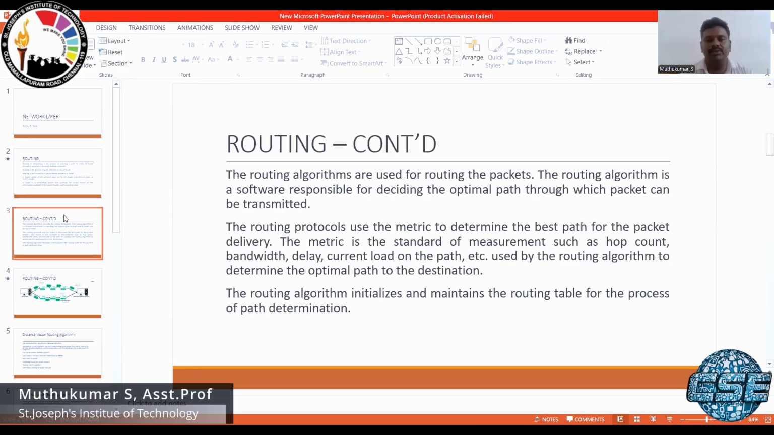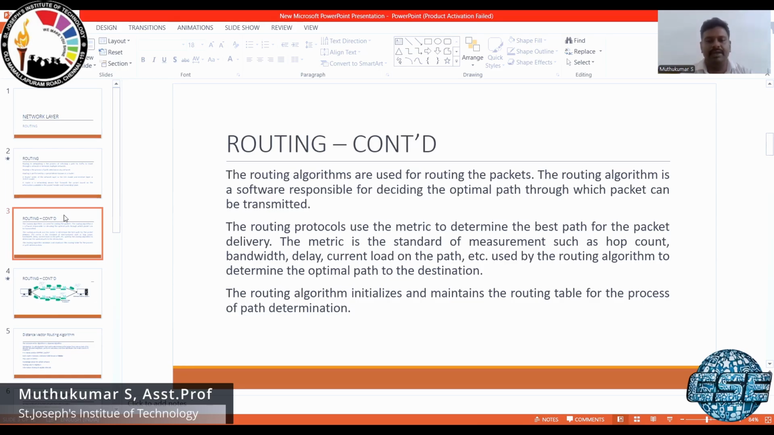For that, we are using some algorithms for routing the packets. The routing algorithm is nothing but software. It is used for selecting the optimal path through which the packet can be transmitted in a network. For that, we are using some metric to determine the best path to deliver the packets. The metric is a standard measurement. It can be hop count, bandwidth, delay or load.